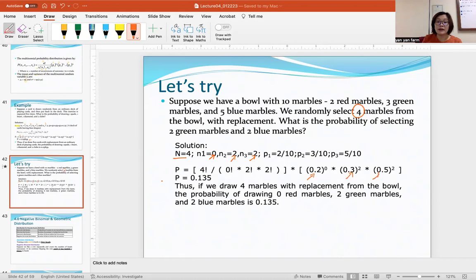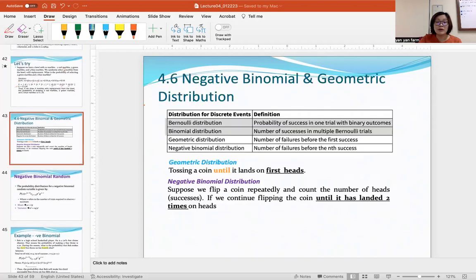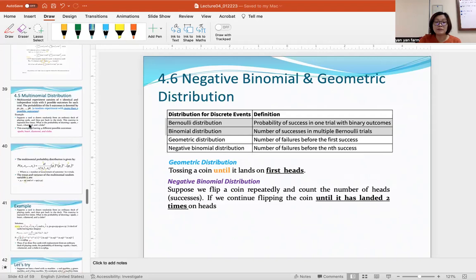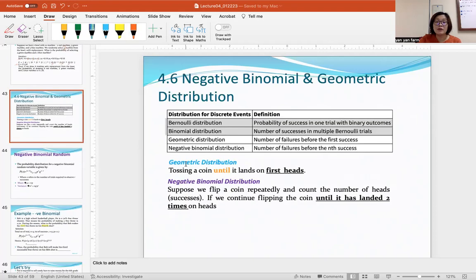By plugging in, I can get my probability of selecting 2 green marbles and 2 blue marbles. Isn't it quite straightforward? Okay, so we have learned about Bernoulli distribution, which is one trial, binomial distribution, which is multiple trials of Bernoulli, and both of them have binary outcome. We also have the multinomial distribution, where we have more than 2 outcomes. And now we are going to learn about geometric distribution.